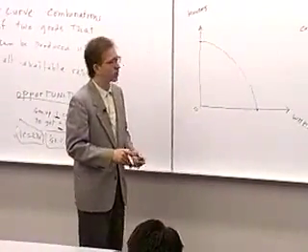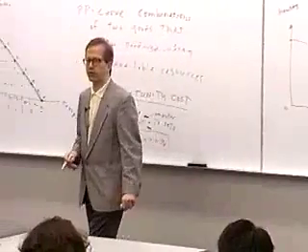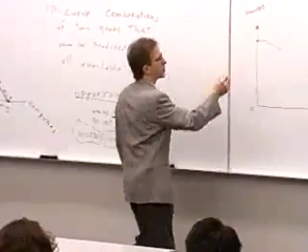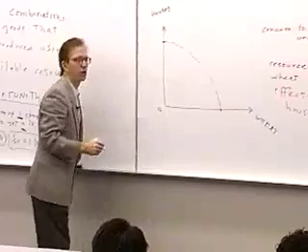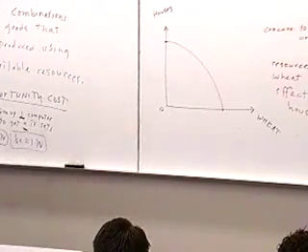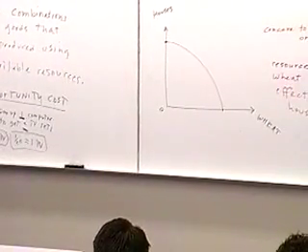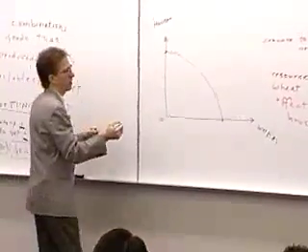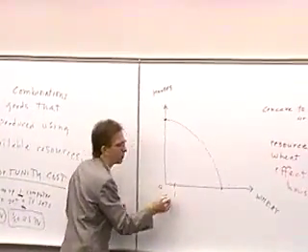Okay? Now, let's talk about opportunity cost in this particular case. Let's suppose that we start off at this point right here, and we're using all of our resources to just produce homes. And we say, I want to get this much wheat. I want to get 1 unit of wheat.